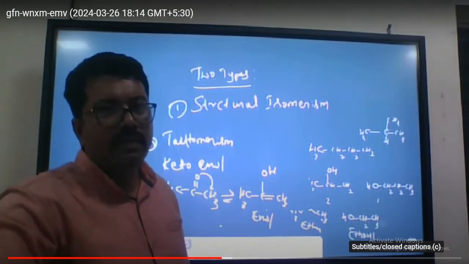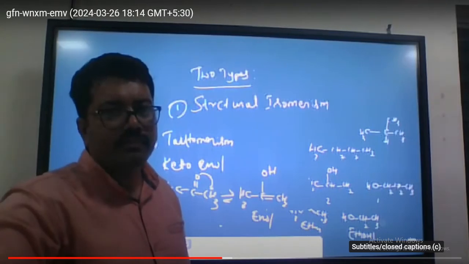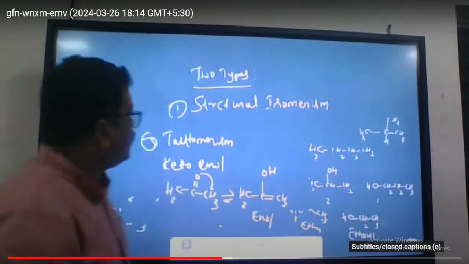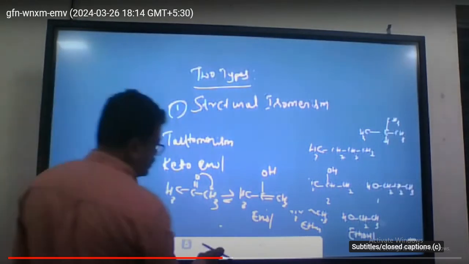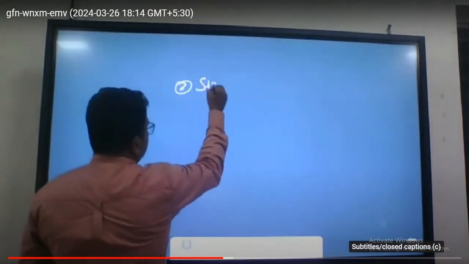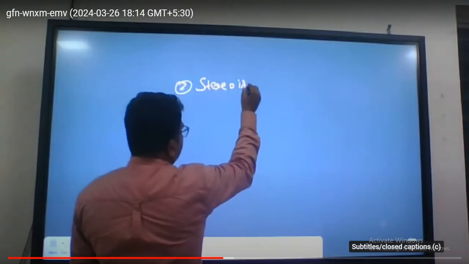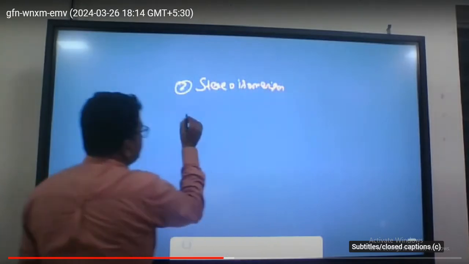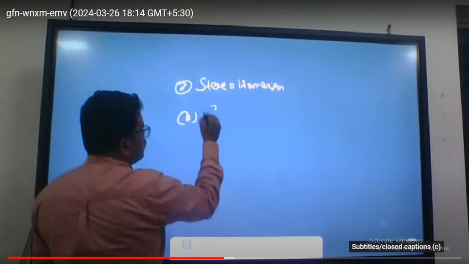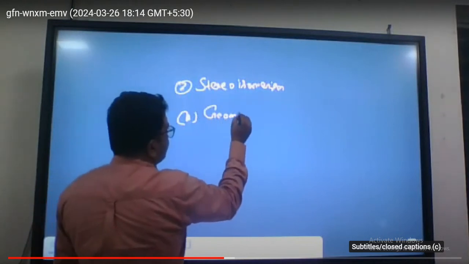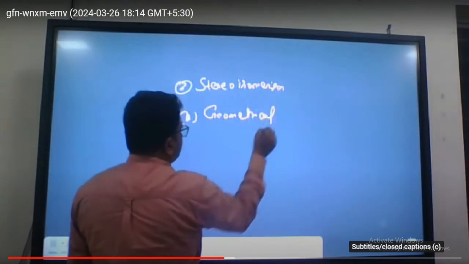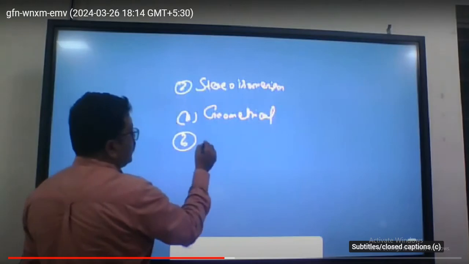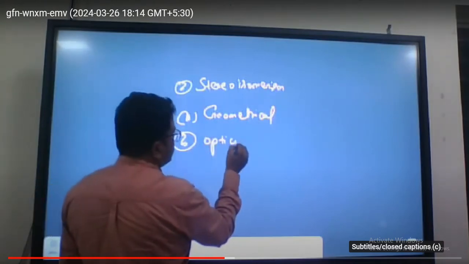Metamerism is done, tautomerism is done. Next, stereo isomers. Structural isomers are done. Next, the second type, stereo isomers. Stereo isomers are of two types. The first type is geometrical. The next type is optical. These are the two types.